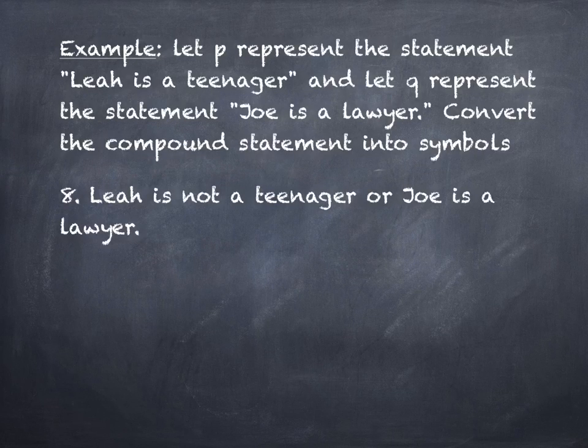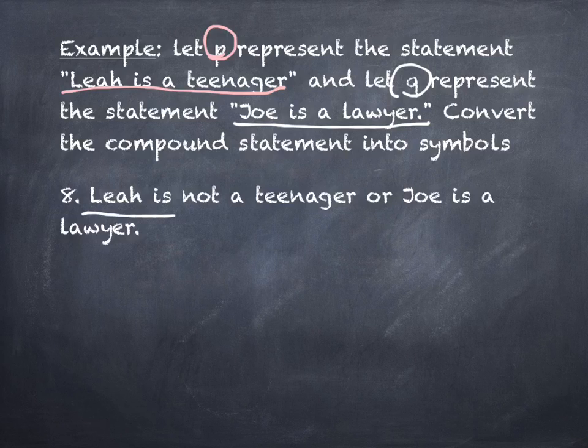The P and the Q represent almost the same statement, not exactly, but close. The P here is the statement Leah is a teenager, and the Q is the statement that Joe is a lawyer. So almost the same as the last one, right? Very similar. What we're going to do instead on this one is take a statement, Leah is not a teenager or Joe is a lawyer, and write it in symbols. There's three pieces of information here: the piece that comes before the connective, the connective, and the piece that comes after the connective. The first piece says Leah is not a teenager.